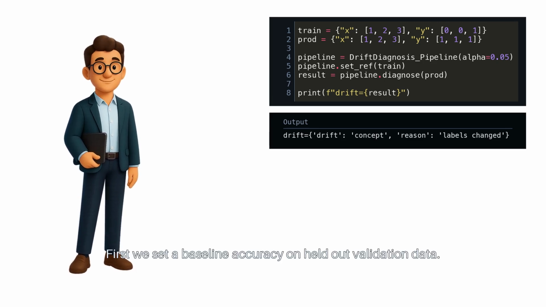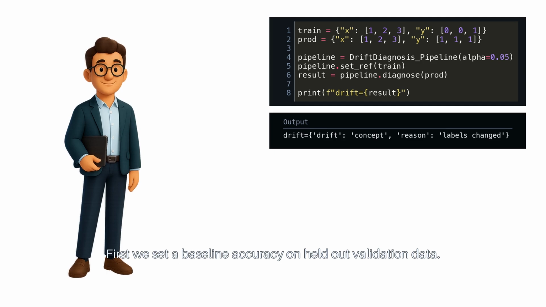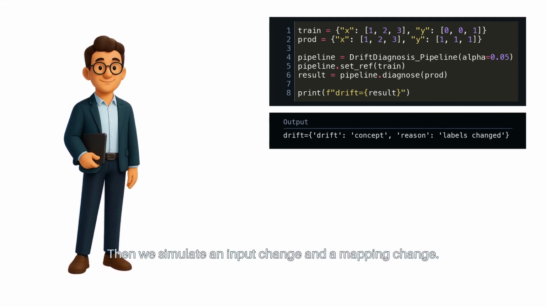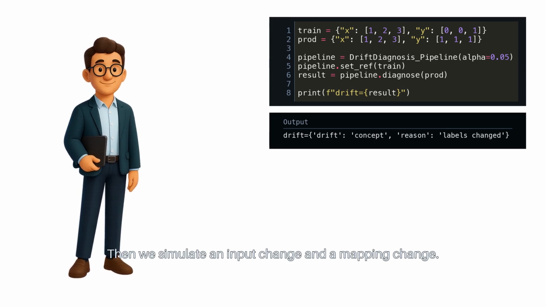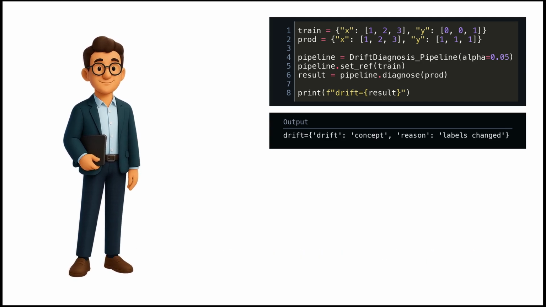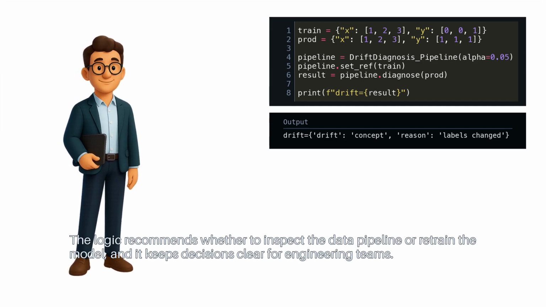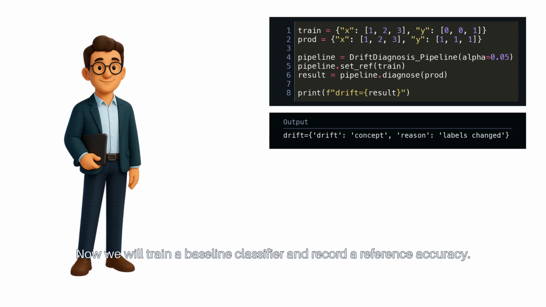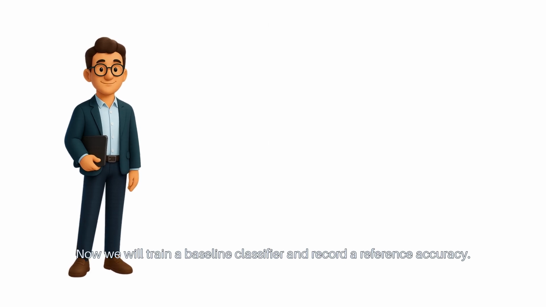We will build a small diagnostic pattern. First, we set a baseline accuracy on held-out validation data. Then, we simulate an input change and a mapping change. We run simple statistical checks on features and compare accuracy drops. The logic recommends whether to inspect the data pipeline or retrain the model, and it keeps decisions clear for engineering teams. Now we will train a baseline classifier and record a reference accuracy.